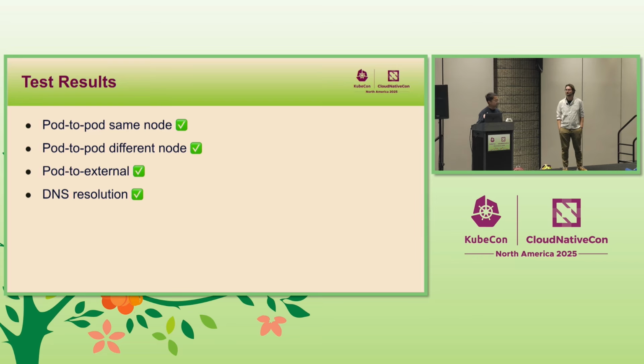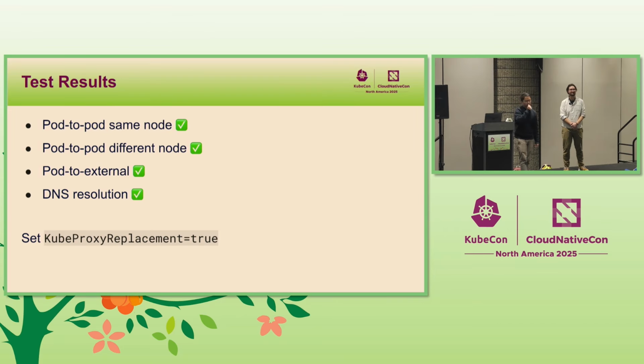We ran a full test. The test results looked promising. Port-to-port connectivity works fine, for the same node and also for the different node case. We verified the connectivity from port to external network, and the DNS resolution worked fine. And we started experimenting more. We enabled the kube-proxy replacement flag in Cilium, which configures Cilium to also handle the service load balancing and forwarding, which fully replaces the kube-proxy component, right?